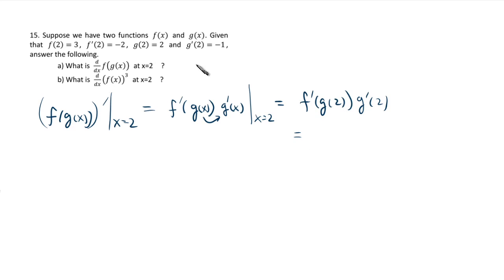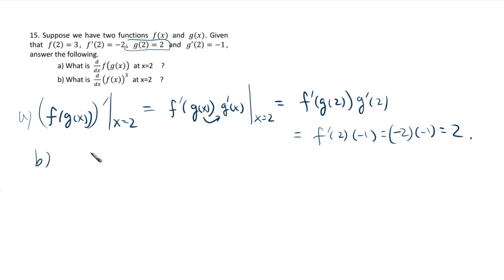Now what is g of 2? That's 2, that's what it says. G of 2 is 2, so f prime of 2. G prime of 2 is negative 1, so it's negative 1. And f prime of 2 is negative 2, so it's negative 2 times negative 1, which is positive 2.